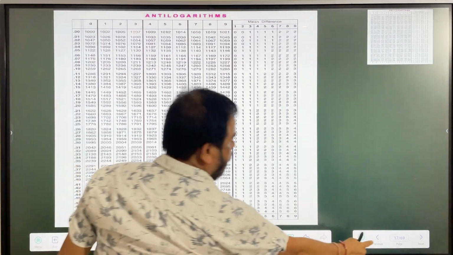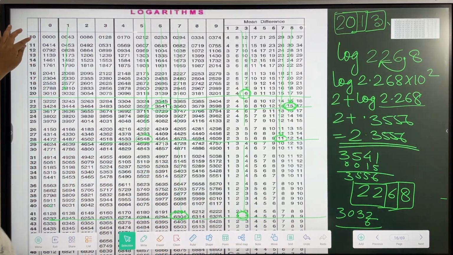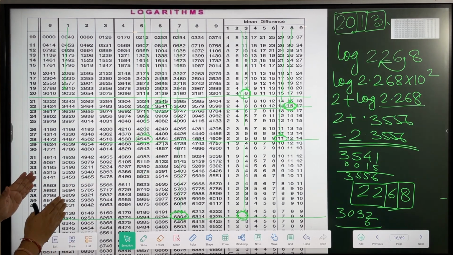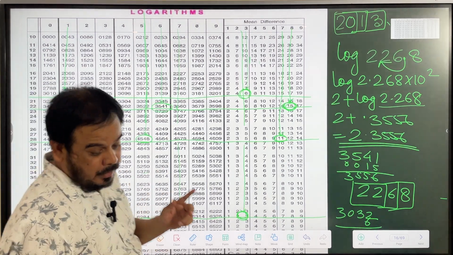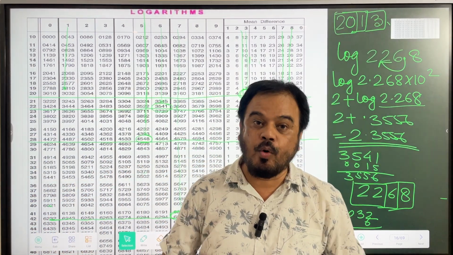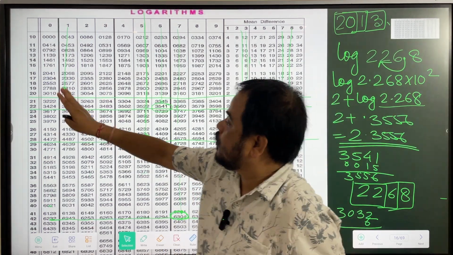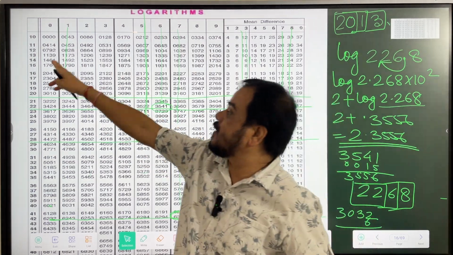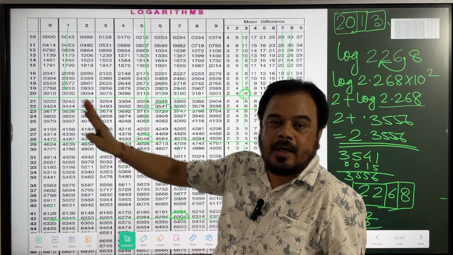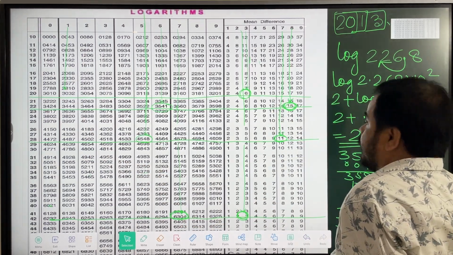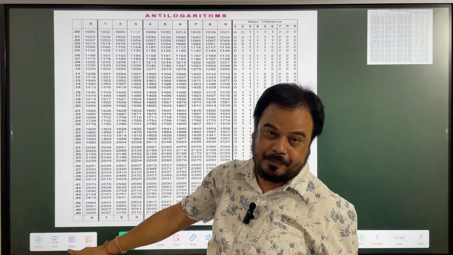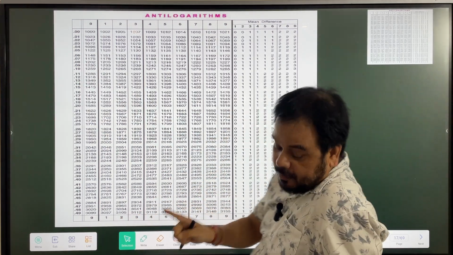In the log table, here 10 to 99, no decimal. As we know, the log table is not related to the mantissa as a whole number, what is called a significant number. 4 digits we will take directly: 2 digits here, 1 digit from here, 1 digit from here. So 3 parts. There is no decimal in the log table. But in the antilog table, there is a decimal: 0.00, 0.01, like this till 0.99. Here also the same thing.